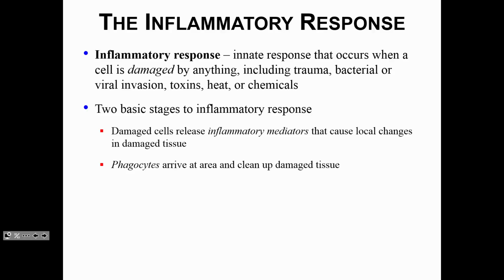Okay, let's look at the inflammatory response. We've mentioned that several times, so let's actually get into that. This is an innate response that happens anytime a cell's damaged. This could be viral invasion, bacterial invasion, chemicals, heat, toxins, trauma, accidents, anything that damages the cell. And there's two basic stages. Step one, the damaged cell releases inflammatory mediators, and that causes a local change in the tissue. And then the second phase is phagocytes come up and they clean up everything that's damaged. All right, so that's sort of what we're going to look at.